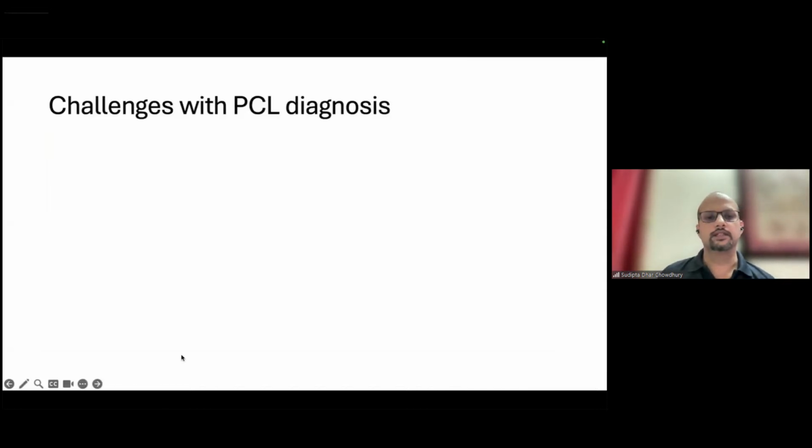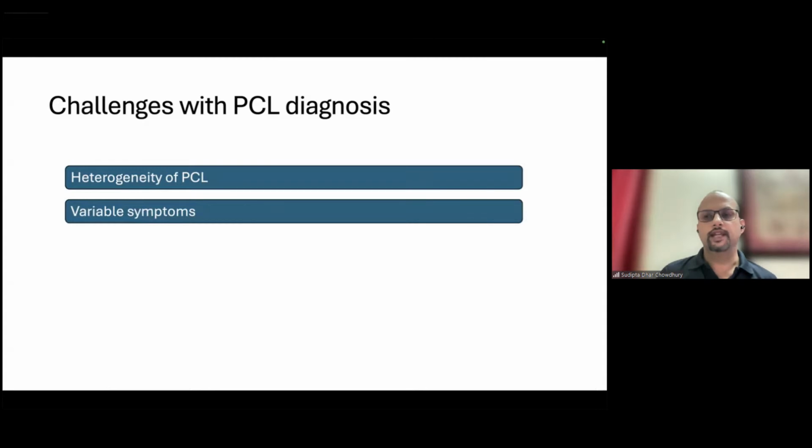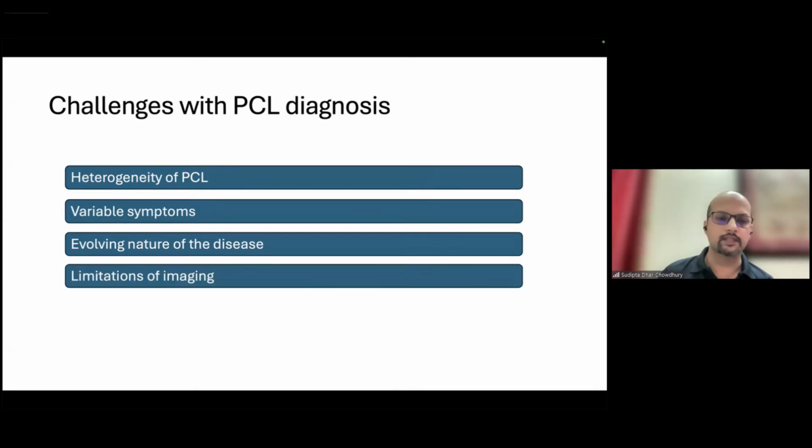So now I'll come briefly to the diagnosis of pancreatic cystic lesions. There are certain challenges with the diagnosis of pancreatic cystic lesions. These include primarily that the lesions are heterogeneous, there are variable symptoms, or the patient may be asymptomatic and the lesion is detected incidentally. There's the evolving nature of the disease. The patient can progress from benign to borderline malignant to malignant and therefore requires surveillance.